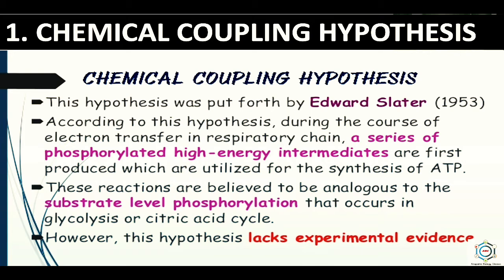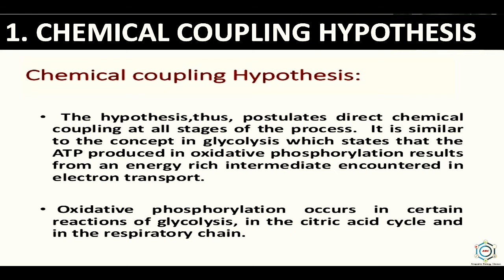These reactions are believed to be analogous to the substrate level phosphorylation that occurs in glycolysis or the citric acid cycle. However, this hypothesis lacks experimental evidence. The hypothesis thus postulates direct chemical coupling at all stages of the process. It is similar to the concept in glycolysis, which states that the ATP produced in oxidative phosphorylation results from an energy-rich intermediate encountered in electron transport. Oxidative phosphorylation occurs in certain reactions of glycolysis, in the citric acid cycle and in the respiratory chain.